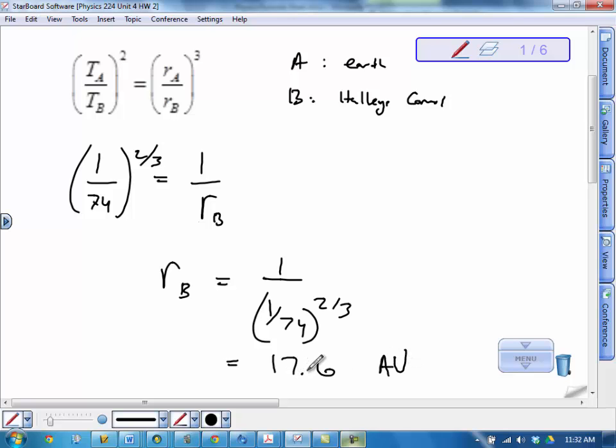which is actually 17.6 times the average distance that the Earth is away from the sun, which is 93 million miles. So you actually need to take 93 million miles, multiply by 17.6 to get the answer in miles.